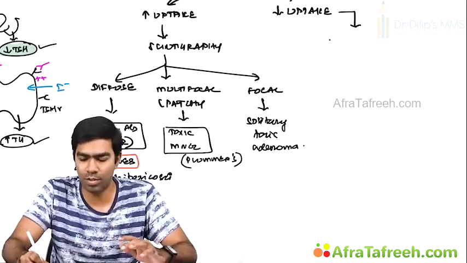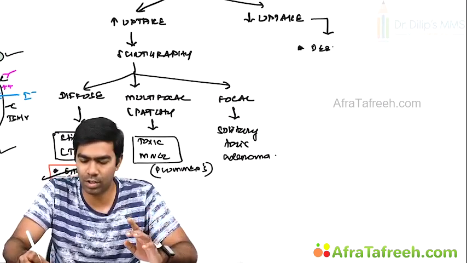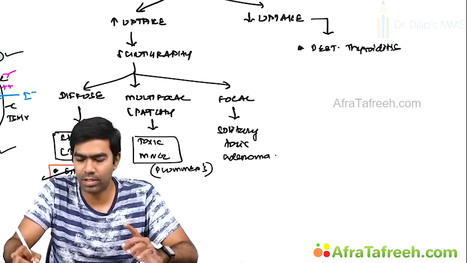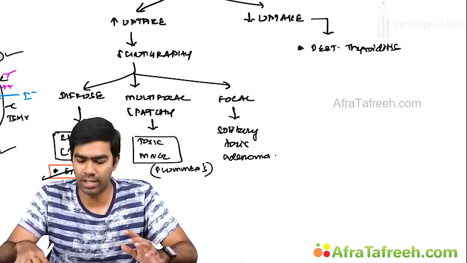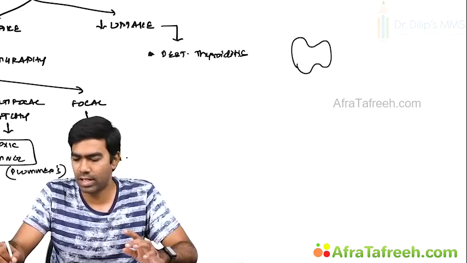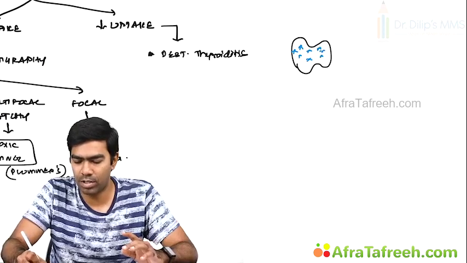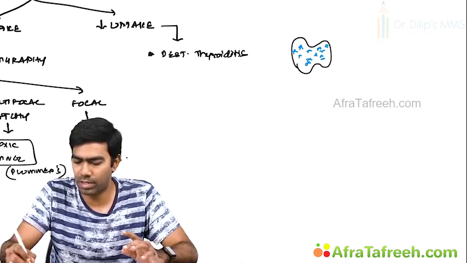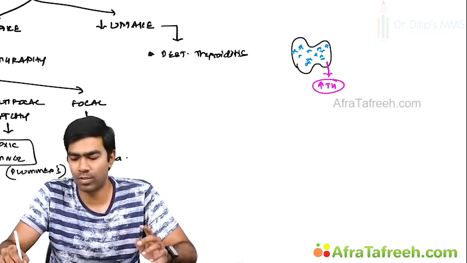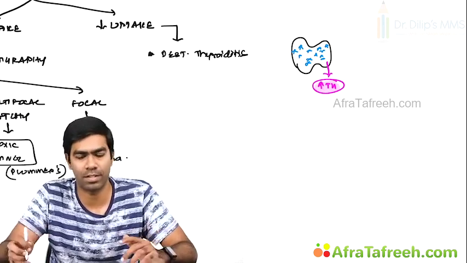Now, suppose you have reduced uptake. Remember, whenever you have hyperthyroidism with reduced uptake, it almost always gives you one diagnosis in your exam, that is destructive thyroiditis. Any destructive thyroiditis can have a reduced uptake. The reason is very simple. In a destructive thyroiditis, the gland is destroyed, and because of the destruction, they are releasing a lot of stored thyroid hormones. That's why your T4 levels are high, and that is the reason for thyrotoxic features in the patient.